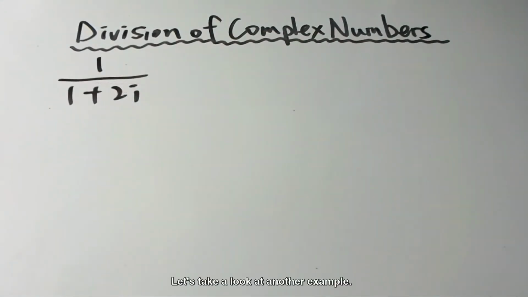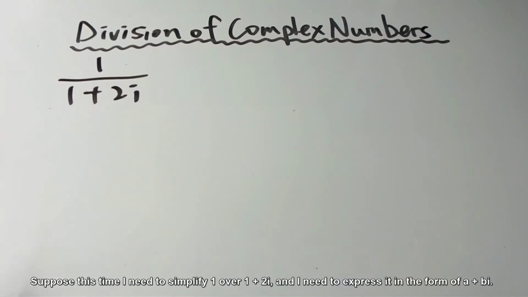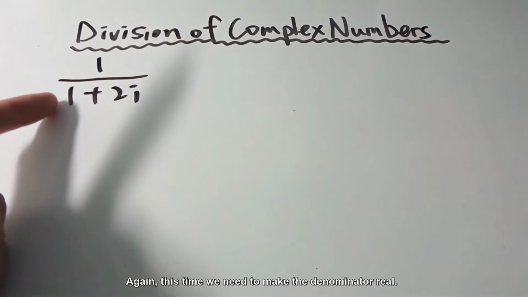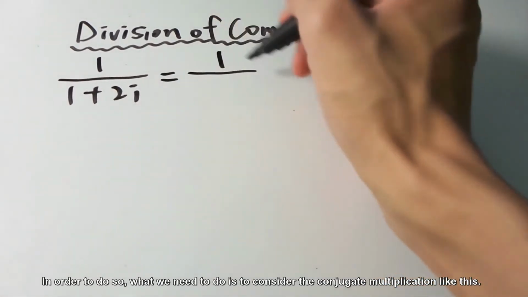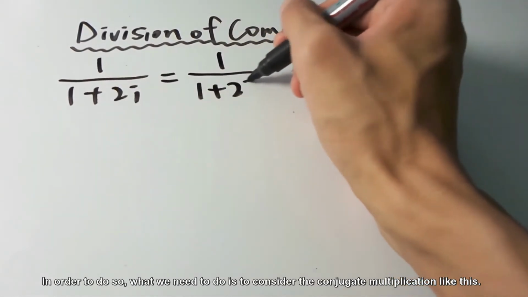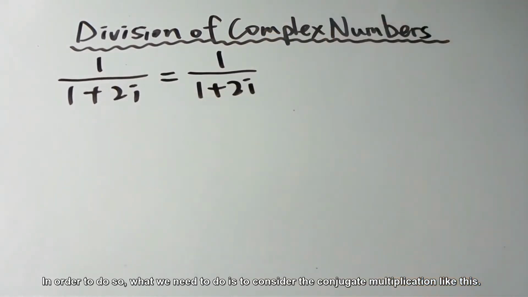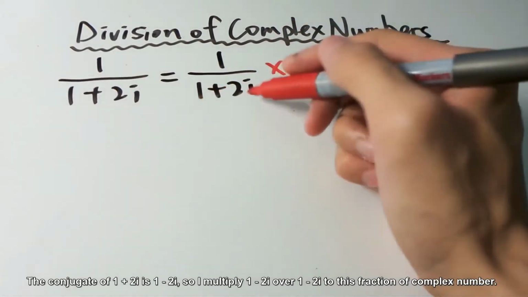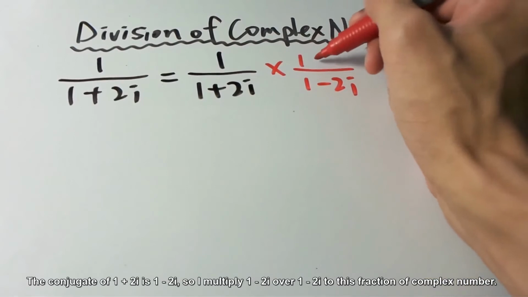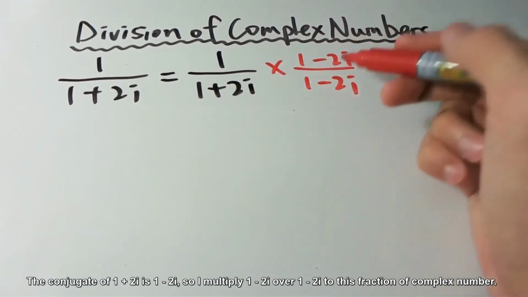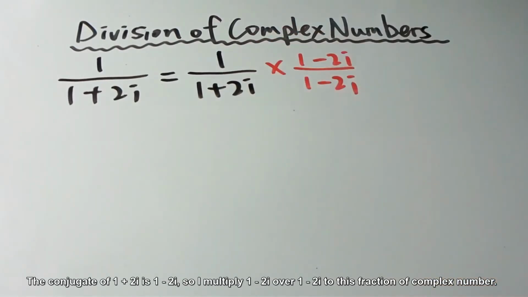Let's take a look at another example. Suppose this time I need to simplify 1 over 1 plus 2i, and I need to express it in the form of a plus bi. Again, this time we need to make the denominator real. In order to do so, we need to consider the conjugate multiplication, like this. The conjugate of 1 plus 2i is 1 minus 2i. So I multiply 1 minus 2i over 1 minus 2i to this fraction of complex numbers.